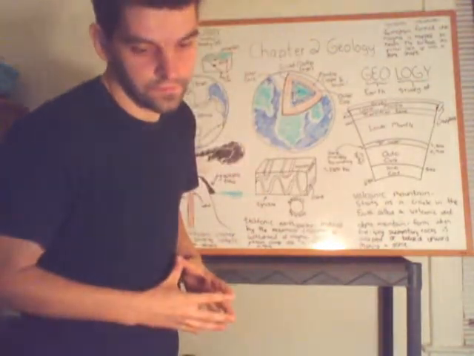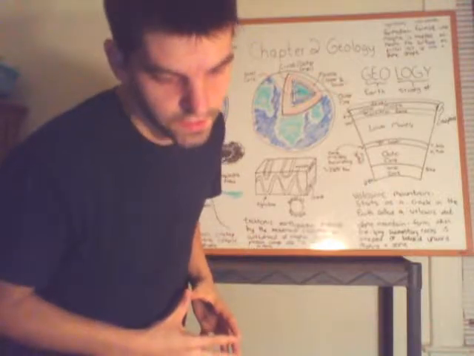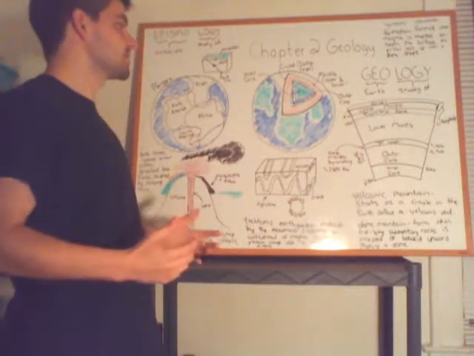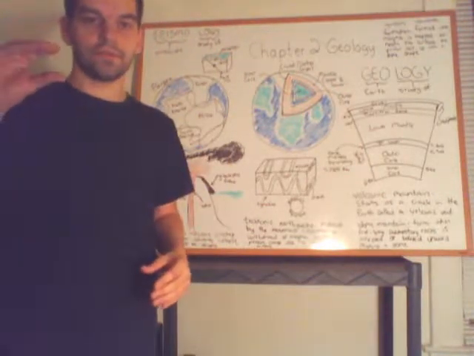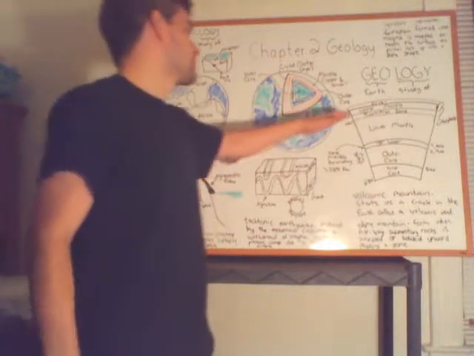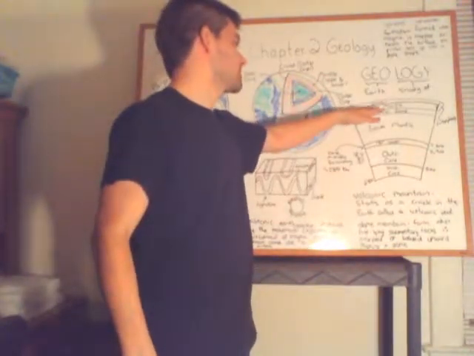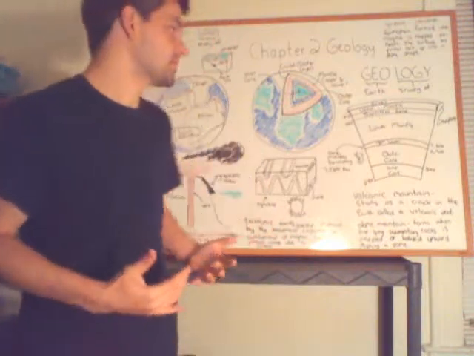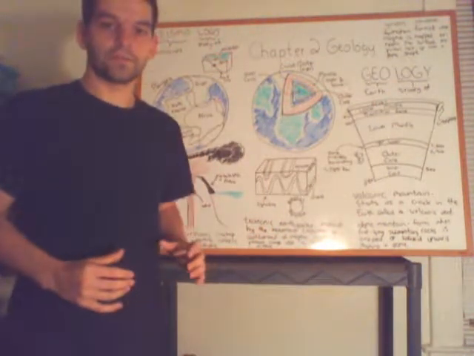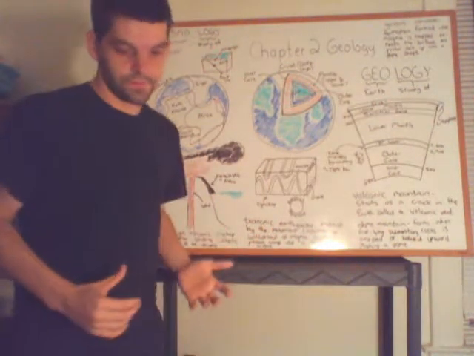Next we have the lithosphere. The lithosphere is going to be the combination of the crust and upper mantle, defined as those two layers put together make the lithosphere.